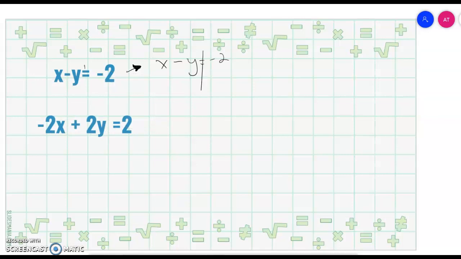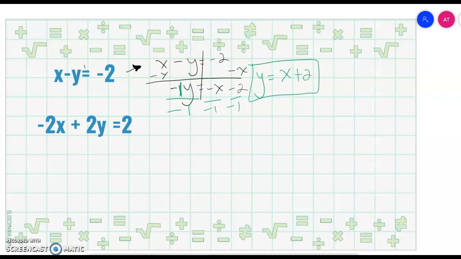I'd get negative y equals a negative x minus 2. And remember, there's an invisible negative 1 here. Well, the 1 is invisible, but the negative's not. So you have to divide everything by negative 1. So my equation would be y equals x plus 2 for the first one.